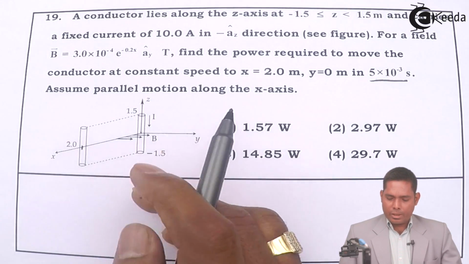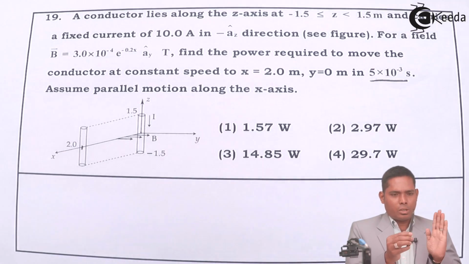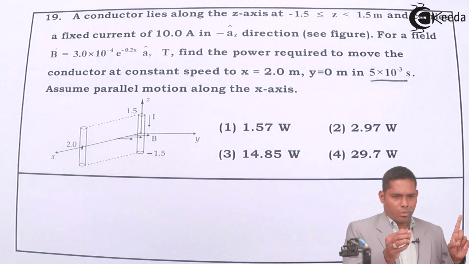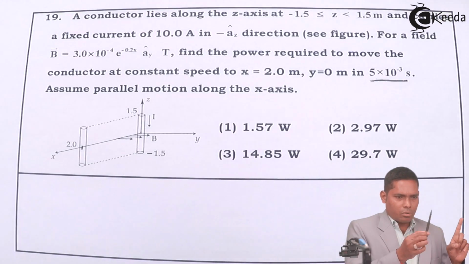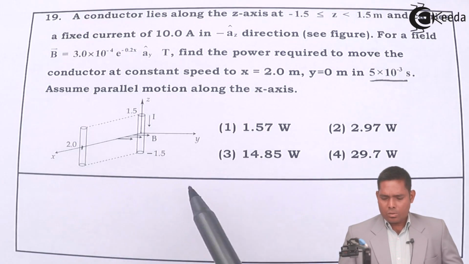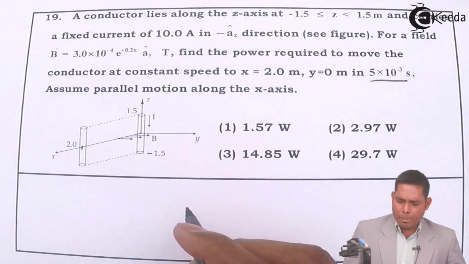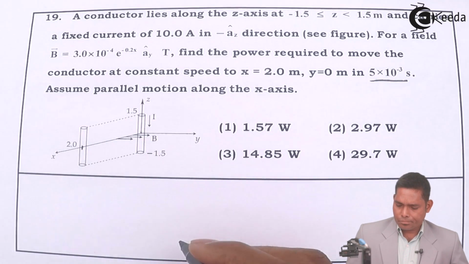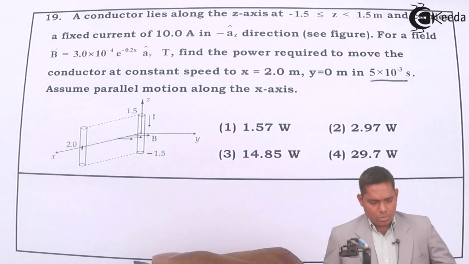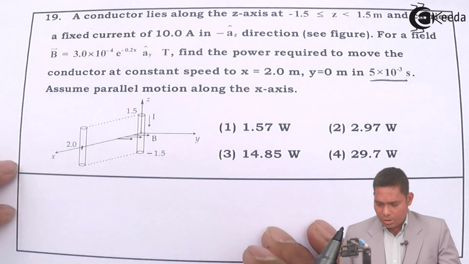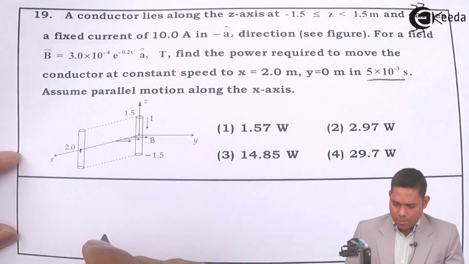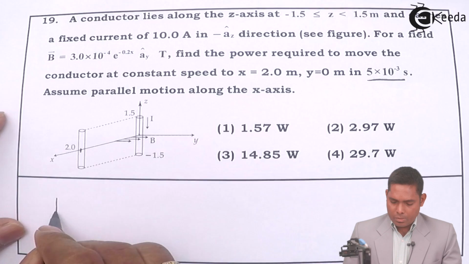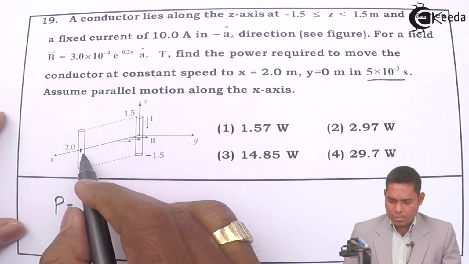So how much power is needed? If this is your z-axis, the conductor is brought from the origin towards 2 meter, so from here to here you have to do some work. What is the power that you have to impart to the conductor to carry out this process? We have to use a formula. What is the concept used here? You have to find the power. What is the average power when it is brought from here to here?